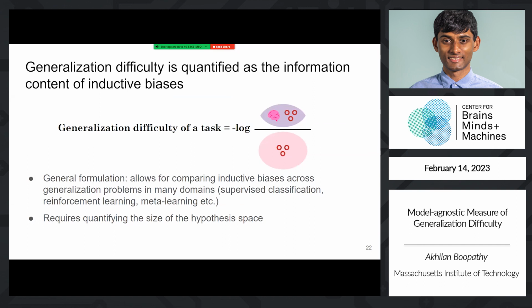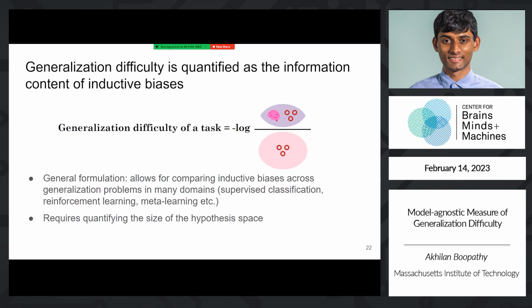Now, a couple things to note about this definition. First of all, it's quite general. We can use it to compare inductive biases across many different domains, ranging from supervised classification to reinforcement learning to meta learning, and we'll go into all of these domains in our experimental results.